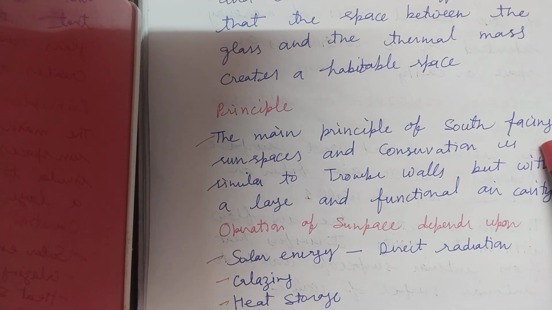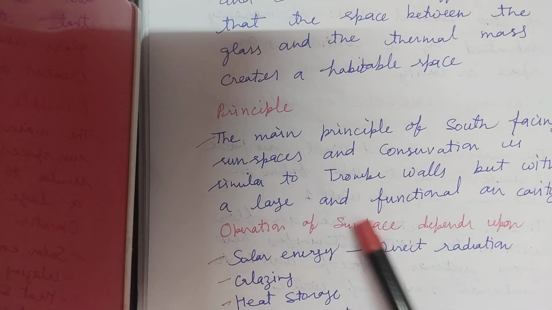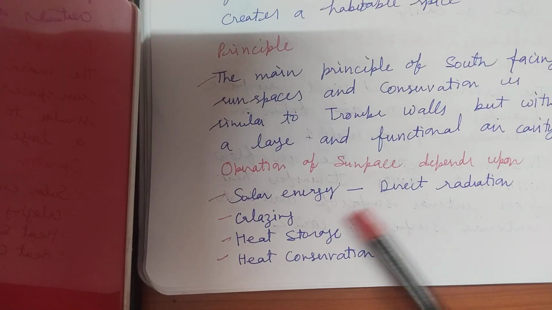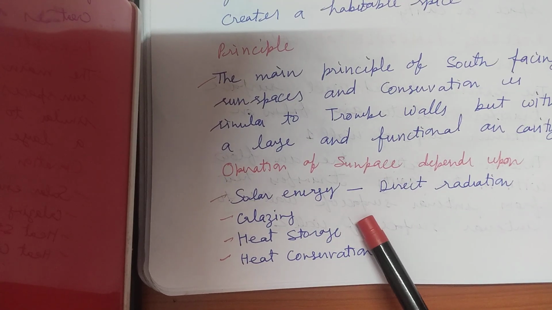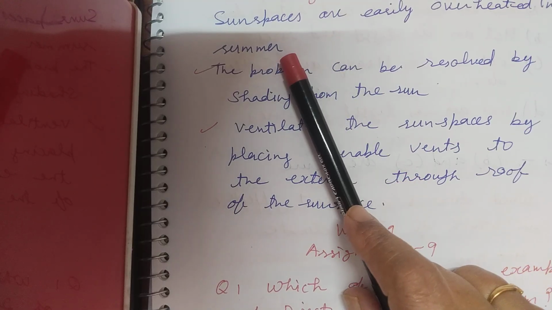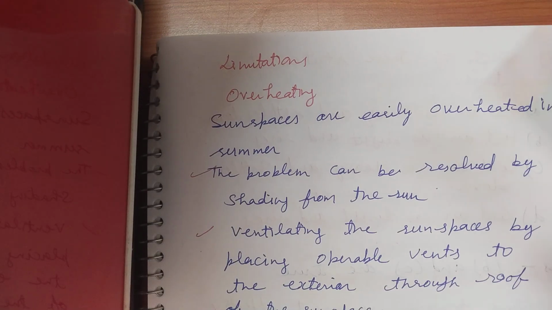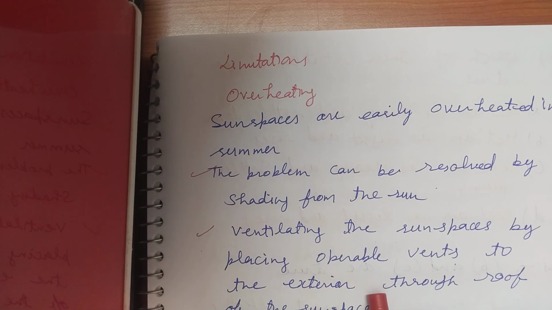Principle. The main principle of south facing sun spaces and conservation is similar to trombe walls but with a large and functional air cavity. Operation of a sun space depends upon solar energy, that is direct radiation, glazing, heat storage and heat conservation. Now the limitation: overheating. Sun spaces are easily overheated in summer. The problem can be resolved by shading from the sun and ventilating the sun spaces by placing operable vents to the exterior through the roof of the sun space.